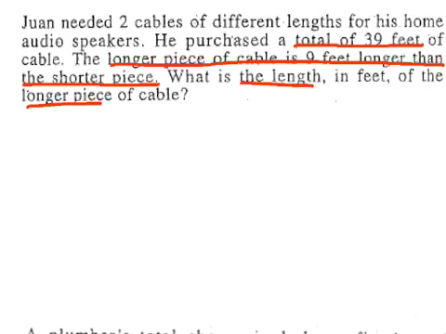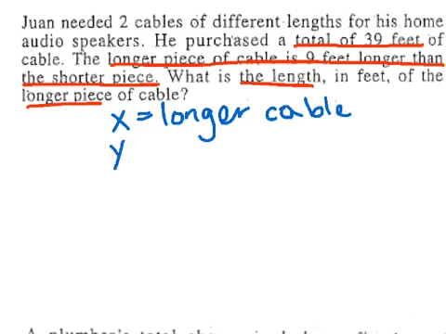So, the 2 variables that we're dealing with here, the 2 things we don't know, are the longer piece of cable and the shorter cable. Now if you want, you can use variables other than x or y, like L for longer and S for shorter. Just be careful with your S's, because sometimes those look like 5s. I tend to avoid S's. Alright, now we're going to write equations that come from the word problem here.